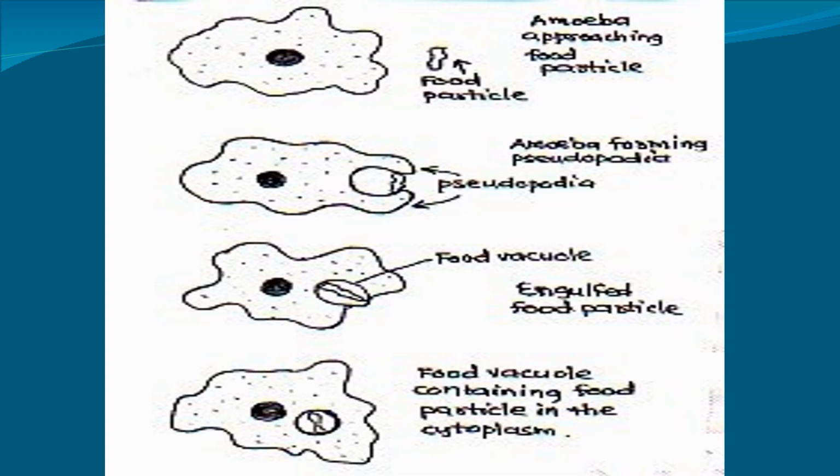In the first step, we see that the amoeba is approaching the food particle. As soon as it's approaching the food particle, it forms pseudopodia or the false feet. The word pseudo means false and podia means feet, so false feet. So it uses its pseudopodia to engulf the food particle. In the third step, you can see that the food particle has got engulfed and it has entered the food vacuole. The fourth diagram shows you the food vacuole containing the food particle in the cytoplasm.